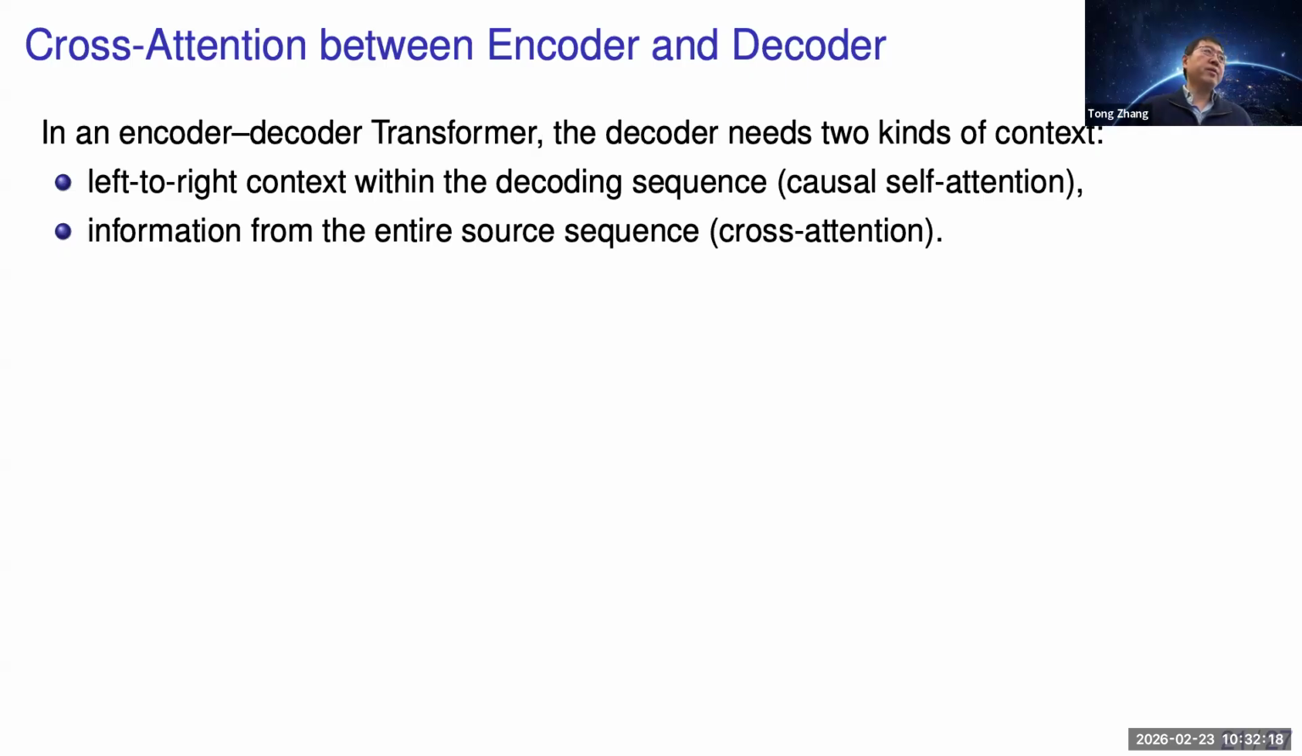I just want to talk a little bit about cross attention, but it's basically the same idea, not too much different. It's just not self; you have to go elsewhere. So in the encoder-decoder transformer, the decoder needs two types of attention. One is left to right, which we know is through self attention with a causal mask, causal self attention, and the other one is from the entire source sequence, which is given.